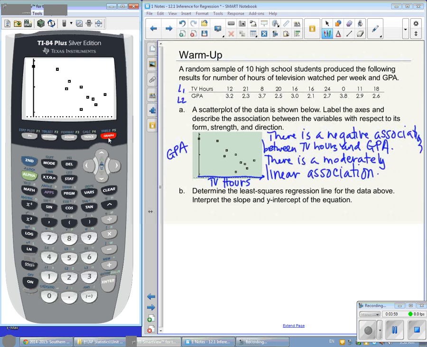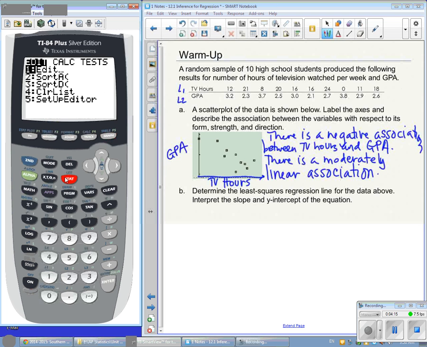All right. The next thing we're asked to do, guys, with me? The next thing we're asked to do is to determine the least squares regression line. Anytime it's referring to least squares regression, it's always talking about linear regression. So least squares means linear.